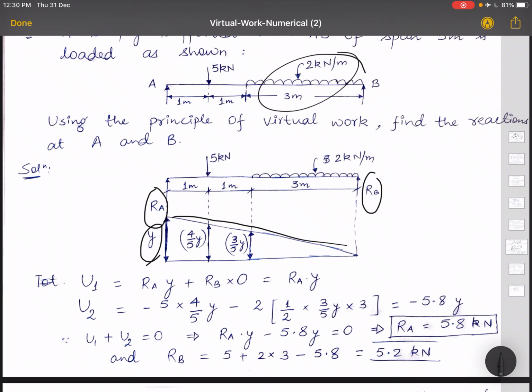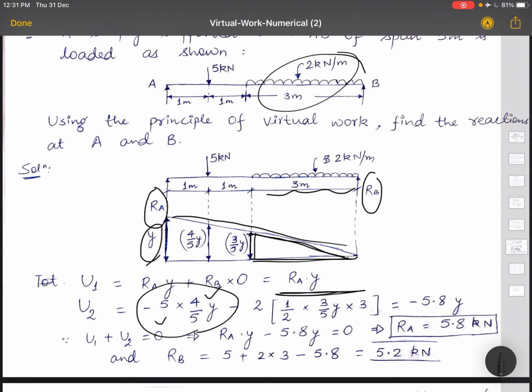U2 is due to the external load. For the external load, you have to be careful with the UDL part. The point load is the same as the previous case, just multiply the load with the displacement. But for the UDL, you have to take the area of the displacement diagram, because the load is uniformly distributed over this area. So we take 2, the intensity, into half into 3 by 5 y, this ordinate, into 3. The area of a triangle is half into base into height.